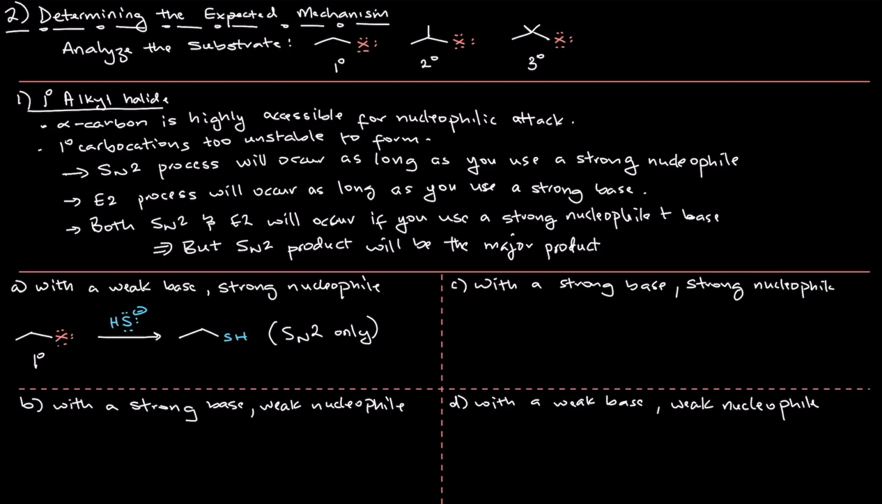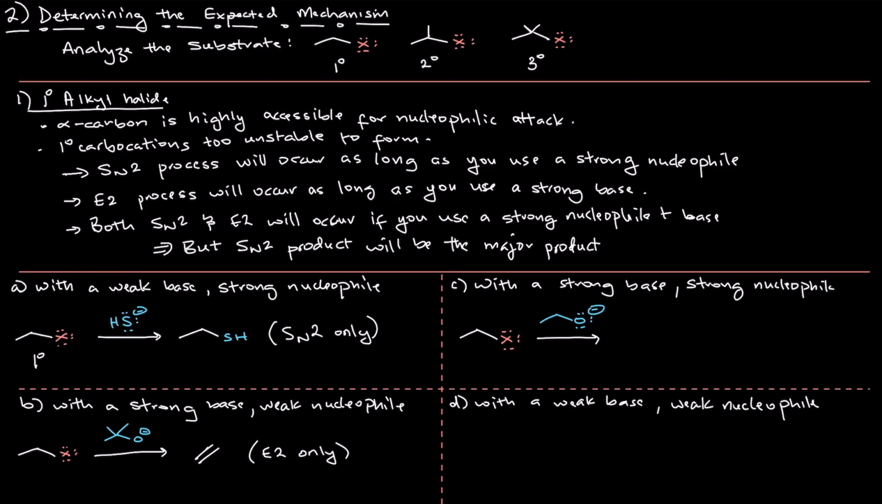So now let's look at the reaction with a strong base, weak nucleophile. Okay, so here's your example of your strong base, weak nucleophile. And so you react that with your primary alkyl halide. So your E2 product, which is your alkene, will be the only product formed here. So now let's look at the primary alkyl halide with a strong base, strong nucleophile.